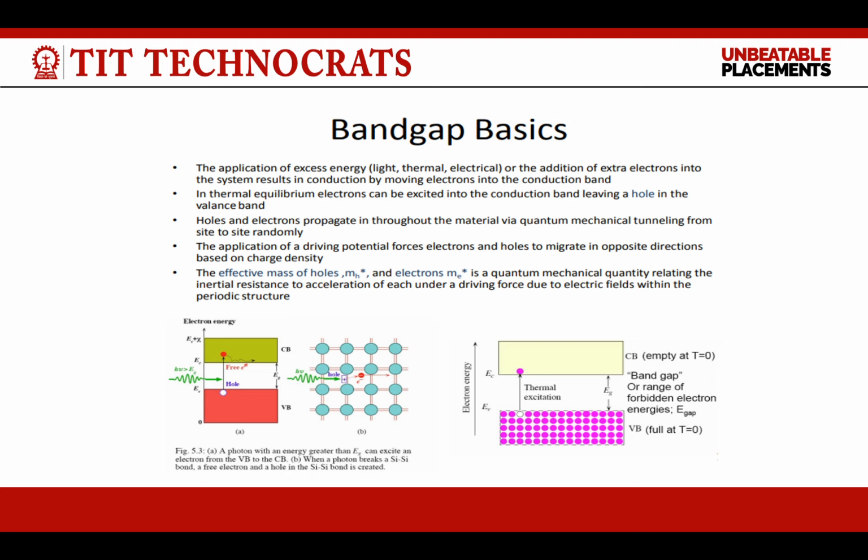We can understand with the help of examples and diagram. Here, the photon with an energy greater than Eg can excite an electron from the valence band to the conduction band. And the photon breaks a silicon-silicon bond, so a free electron and a hole in the silicon-silicon bond are created.